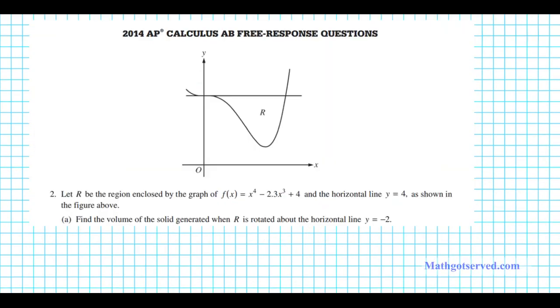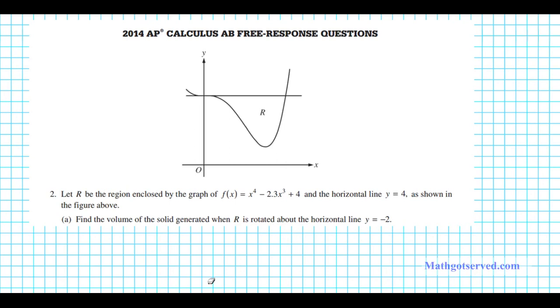All right, so let's take a look at number 2, the A part. So it says that let R be the region enclosed by the graph of f of x equals x to the fourth minus 2.3 x to the third plus 4. That's this curve right here. That's f. And the horizontal line y equals 4, as shown in the figure above. Find the volume of the solid generated when R is rotated about the horizontal line y equals -2.